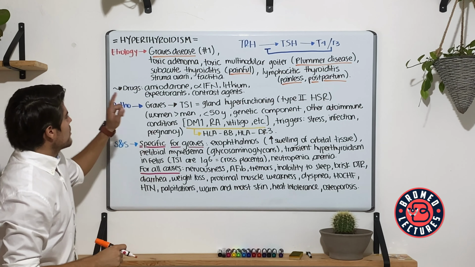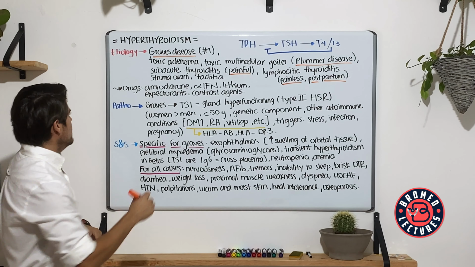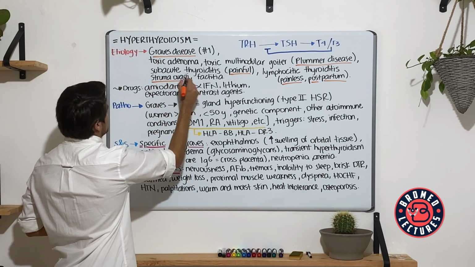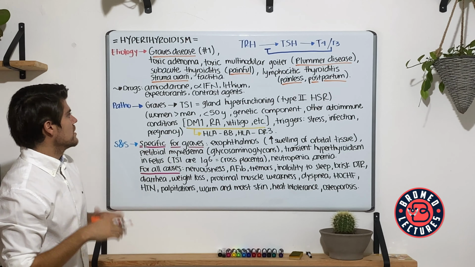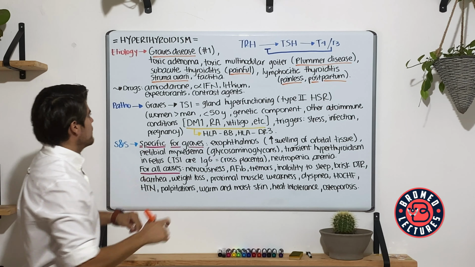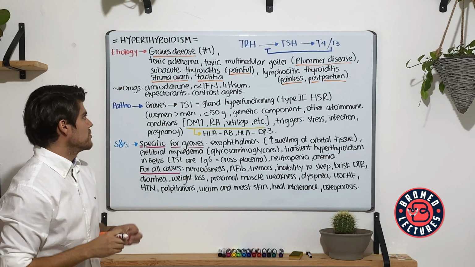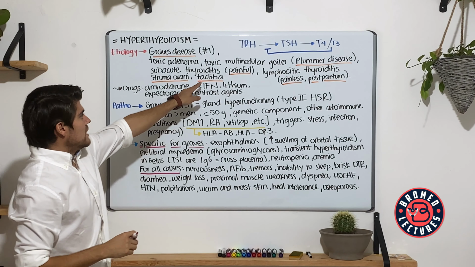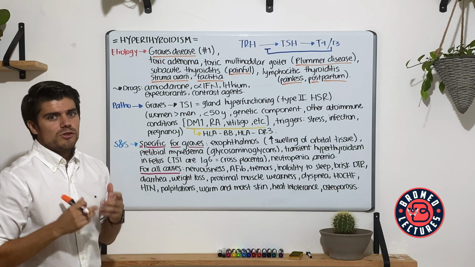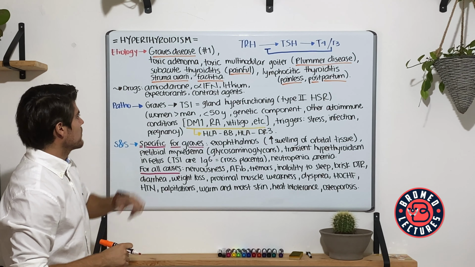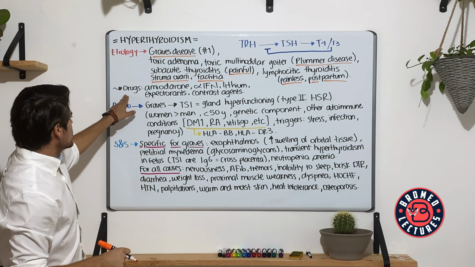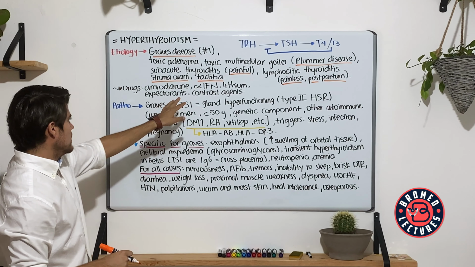Now, there's other causes such as struma ovarii in the setting of a teratoma, search for the adolescent patient, and factitious, the patient that gets the thyroid hormone exogenously. These are usually health-related job-specific patients. Now, with the drugs, the most common ones are the ones I listed here.